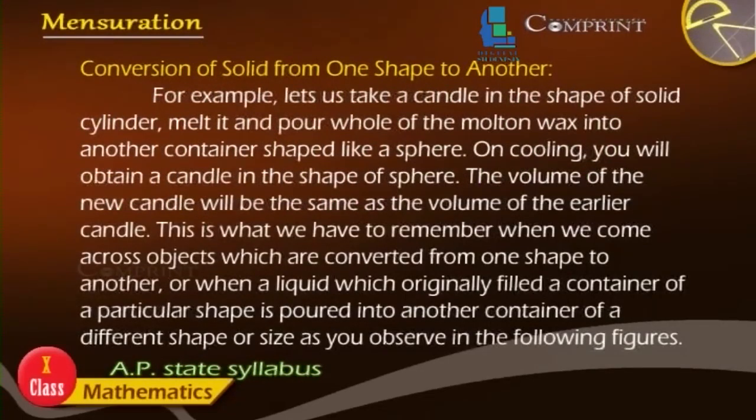For example, let us take a candle in the shape of a solid cylinder, melt it and pour the whole of the molten wax into another container shaped like a sphere. On cooling, you will obtain a candle in the shape of a sphere. The volume of the new candle will be the same as the volume of the earlier candle. This is what we have to remember when we come across objects which are converted from one shape to another, or when a liquid which originally filled a container of a particular shape is poured into another container of a different shape or size, as you observe in the following figures.